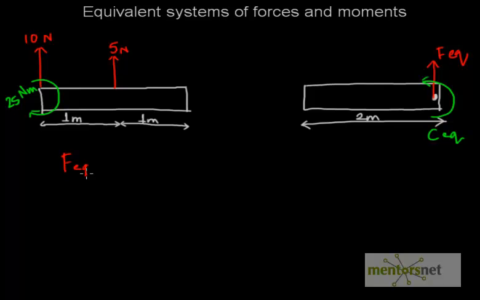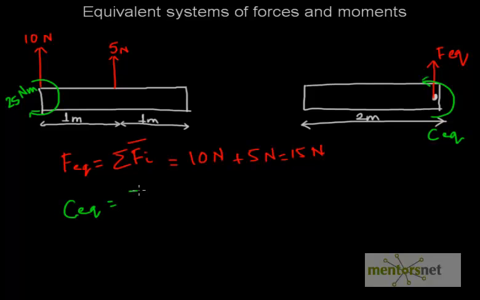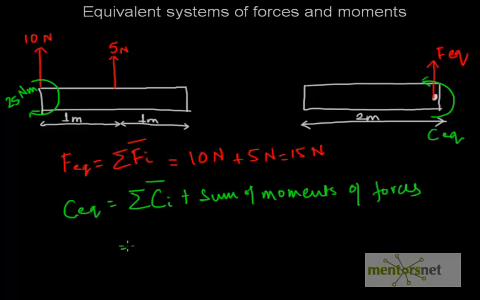F equivalent is simply equal to sigma Fi, which is the vectorial sum of all the forces acting on this bar, which in our case is 10 newtons plus 5 newtons, which is equal to 15 newtons. Secondly, C equivalent is equal to sigma Ci, which is the vectorial sum of all the couples acting on this bar plus the sum of moments of forces.